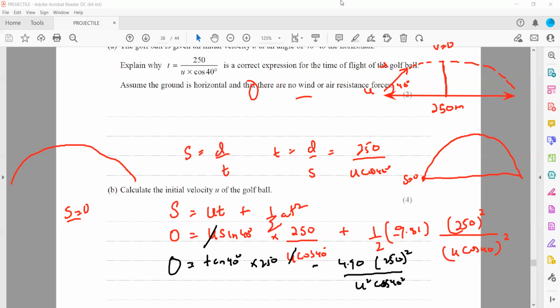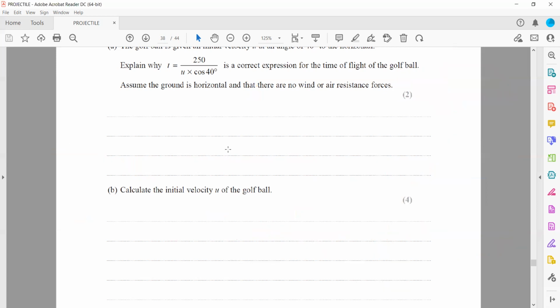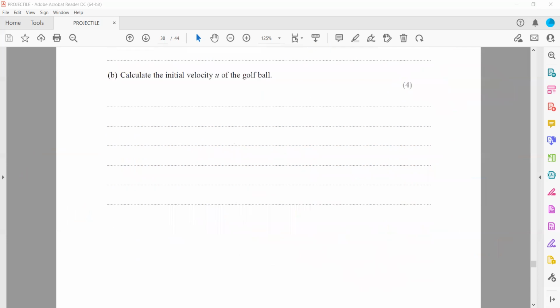Just a minute, I'll use the space. I will utilize the whole space.